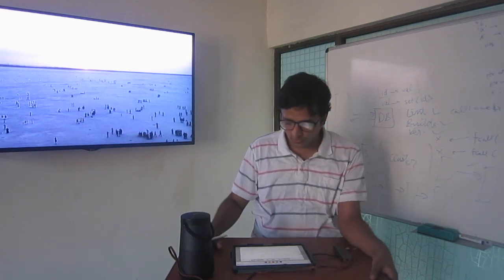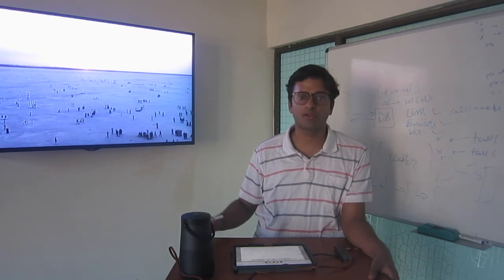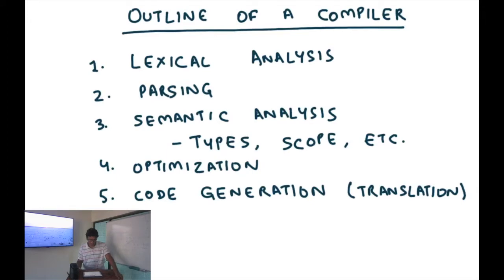Okay, so today we are going to discuss the outline of a compiler, what are the different steps or stages of compilation. Broadly, there are 5 different stages of compilation. The first is called lexical analysis, the second is called parsing, the third is called semantic analysis, which includes identifying types, scopes, and checking them. The fourth stage is optimization, and the fifth stage is code generation or translation. And we're going to discuss each of them in more detail.